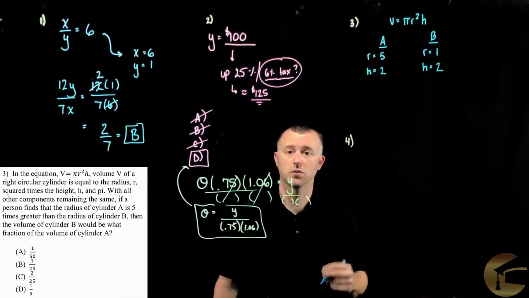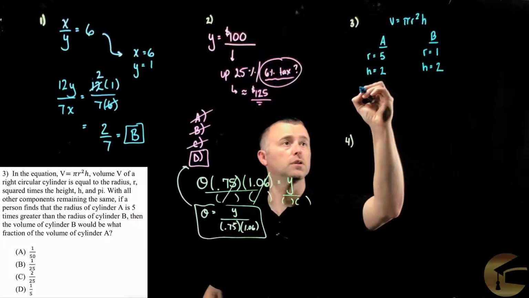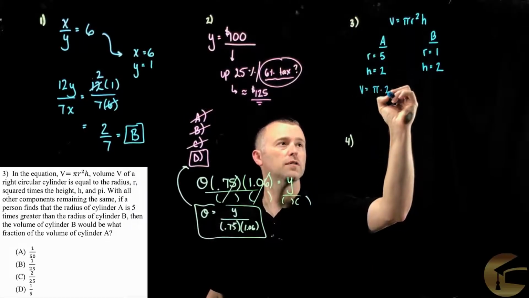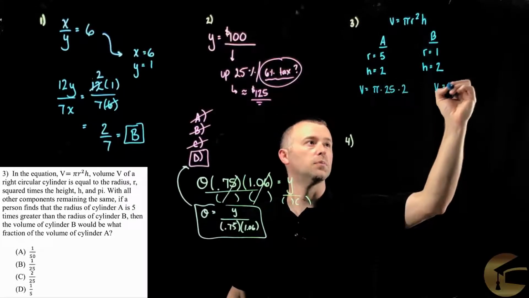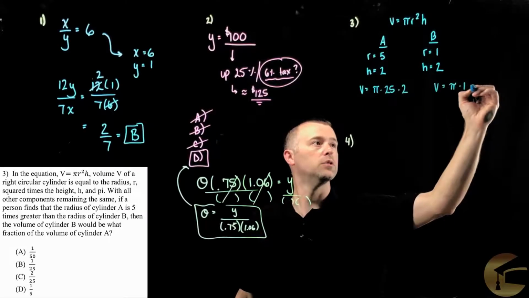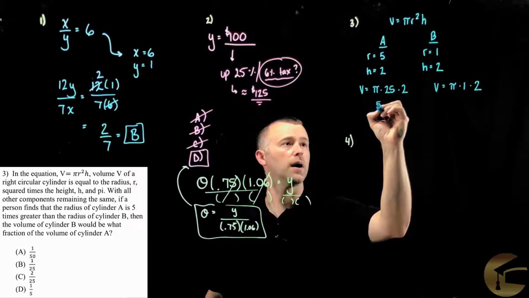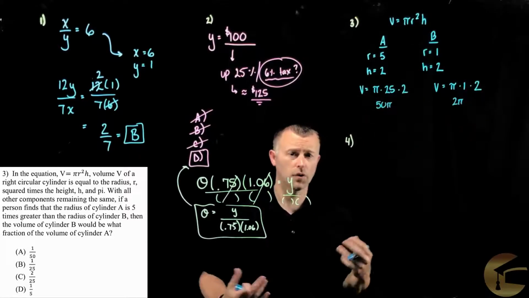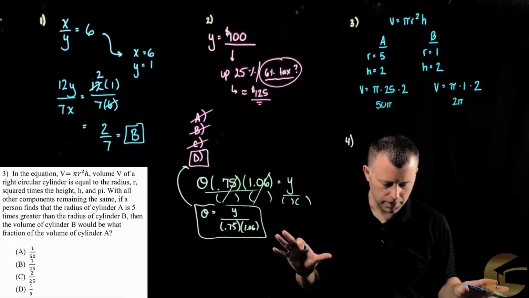So I'll call it 2. Sounds good to me. So what I'm going to now do is find the 2 volumes. So the first volume is going to be V equals pi times r squared, so 25, times h, which is 2. This volume is pi times r squared, which is 1, times 2. So these are my two volumes. I end up with 50 pi, and I end up with 2 pi. Now what they want me to do is divide. We want to know which one to divide on top and bottom.